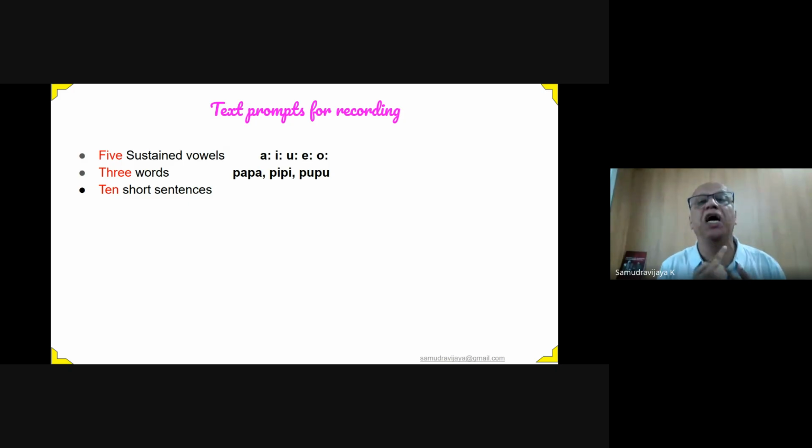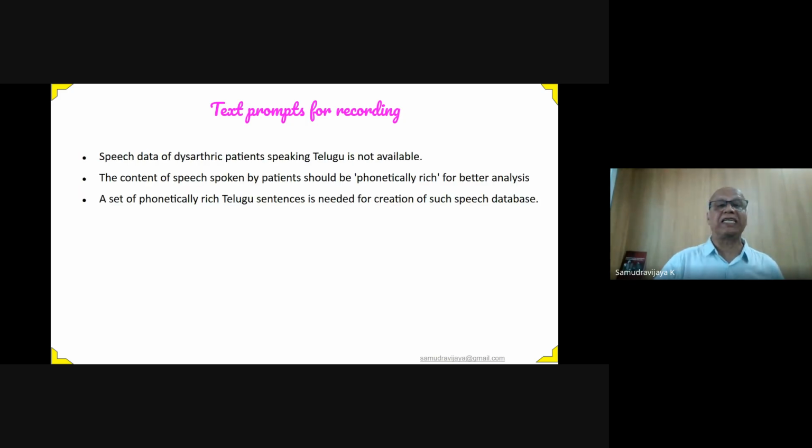People with dysarthria have difficulty in articulating speech. They get tired easily. Therefore, the sentences should not be long. They should be short sentences, and they should be Telugu sentences, because we are collecting data from Telugu people who speak Telugu as their mother tongue. So we need 10 short sentences. What should be the characteristics of these 10 short sentences?